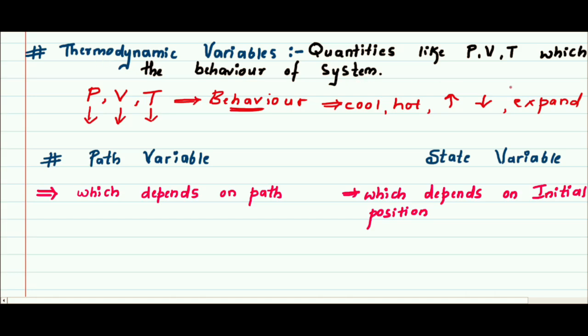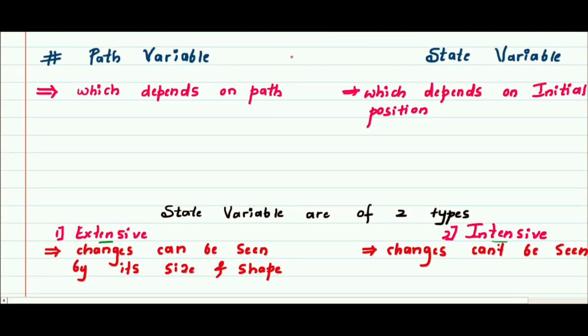If we check the definition, it says that quantities like pressure, volume, as well as temperature, which describe the behavior of the system, are called thermodynamic variables. Then come the two types of thermodynamic variables: the first one is path variable and the second one is state variable. A path variable depends only on the path but not on the initial and final positions. A state variable depends on the initial as well as the final position.